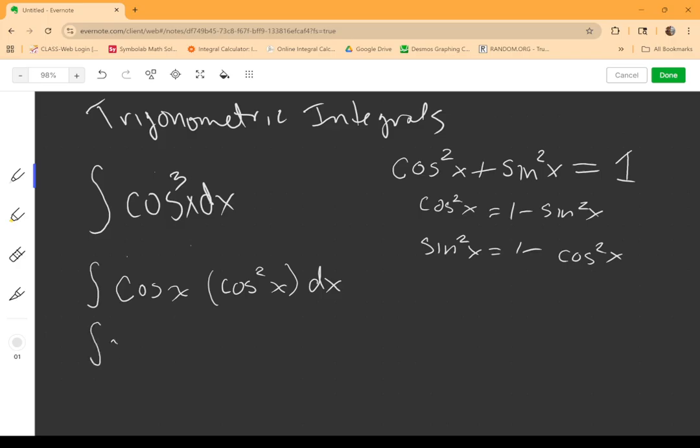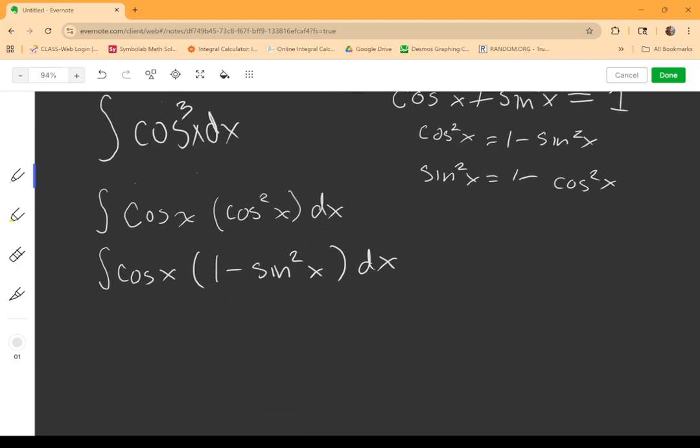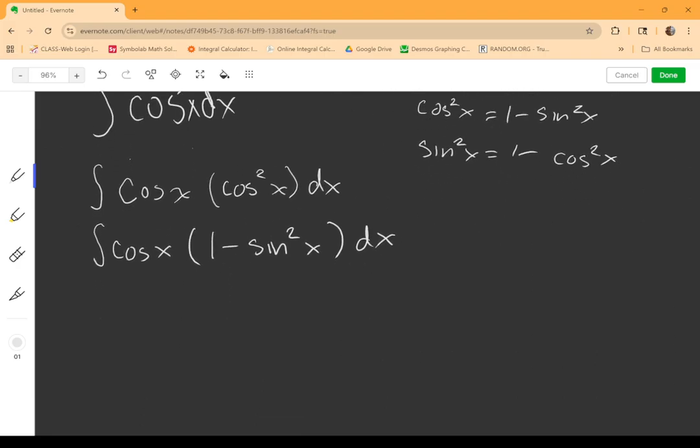Cosine squared is equivalent to 1 minus sine squared x, right? These are equivalent expressions. I can interchange them, right? That's what that equality is telling me. It's equal. Okay. All right, so now here, I can use the u sub now, right?